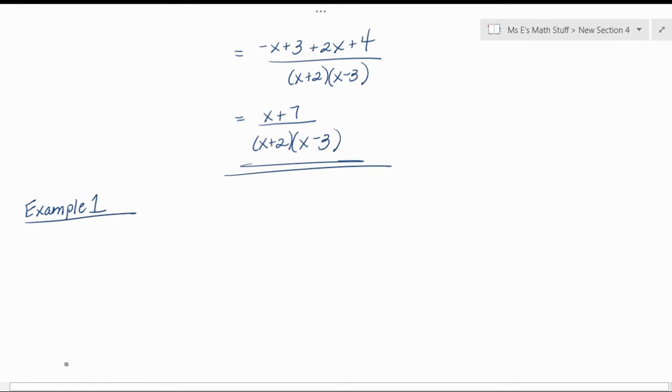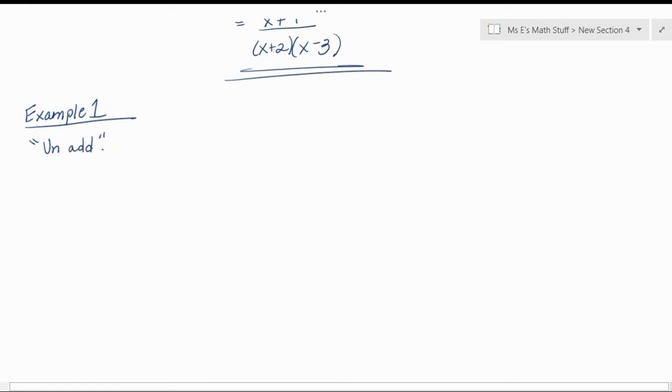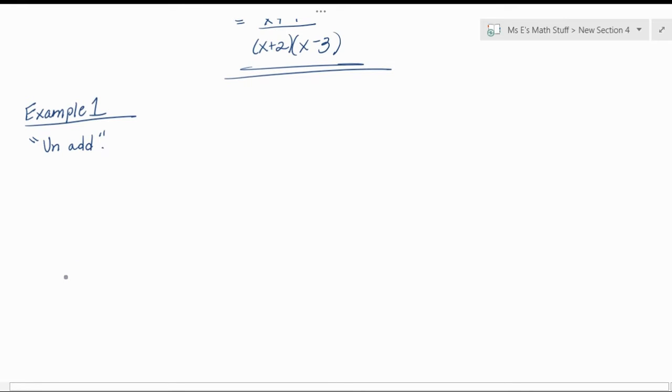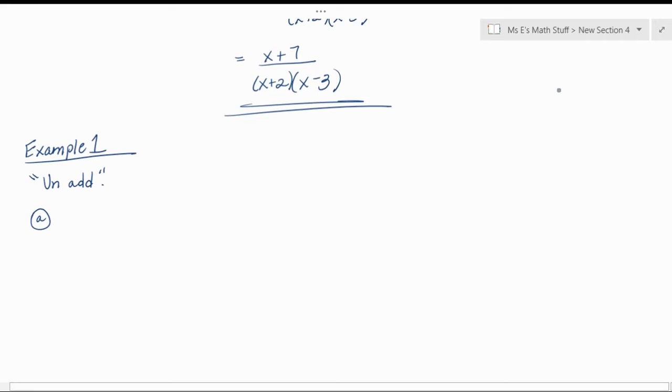The directions for example 1 could be: find the partial fraction decomposition of each rational function. But short for all that is unadd. No, I don't mean subtract. I mean find the partial fraction decomposition for each given rational function. But we're just going to say unadd there. What I'm going to do for part A is recycle. So I'm going to write down the answer that we had got in the warm-up.